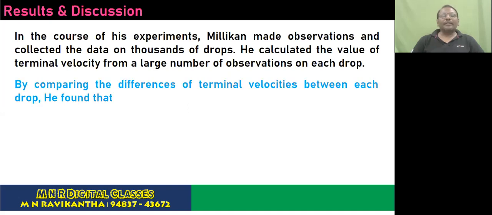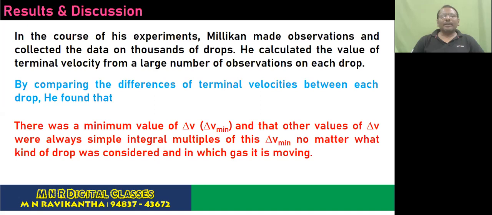By comparing the difference of terminal velocities between each drop, he found that there was a minimum value of delta V, say delta V minimum, and that other values of delta V were always simple integer multiples of this delta V. If we take the difference in terminal velocity for a given drop, when the values are arranged in a systematic manner, we find that there is a minimum value of delta V, and the other values of delta V are simply an integral multiple of this minimum value, no matter what kind of drop was considered, in which gas it is made to move, and under what value of electric field it is moving.